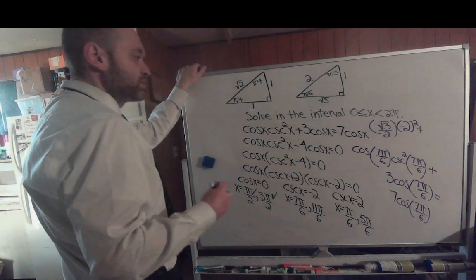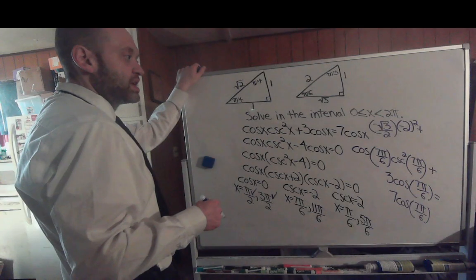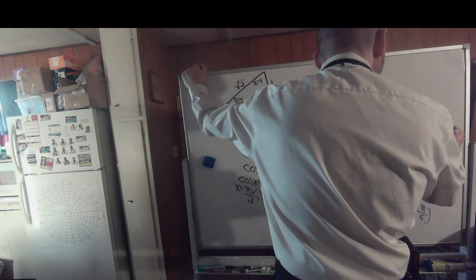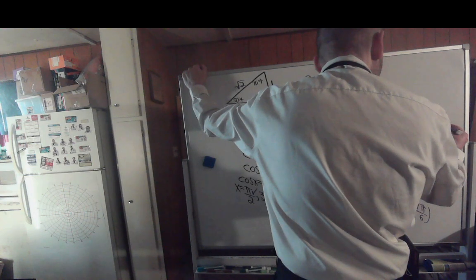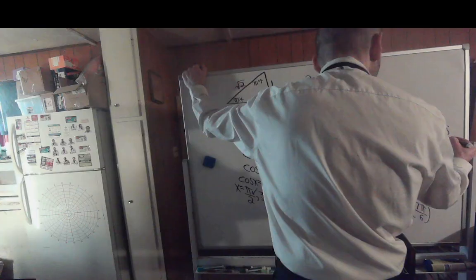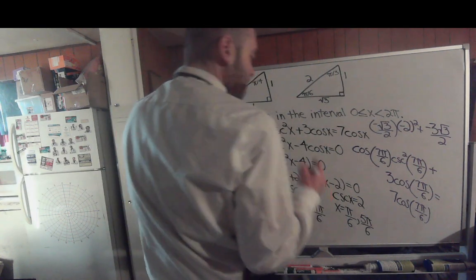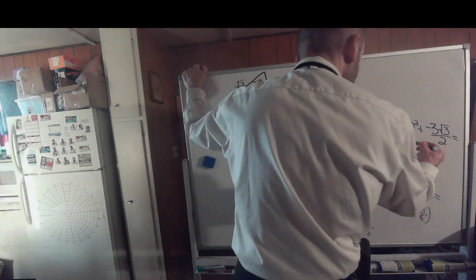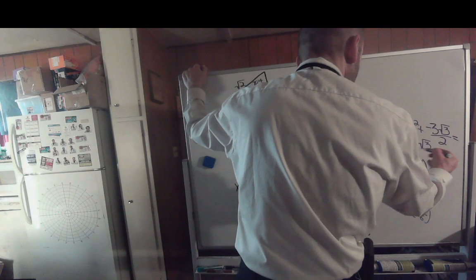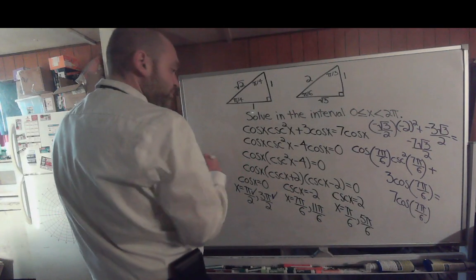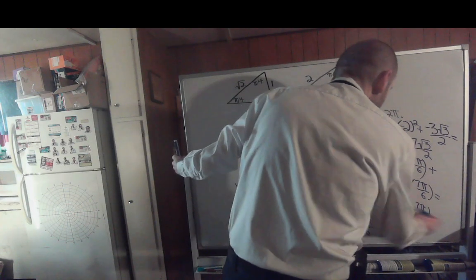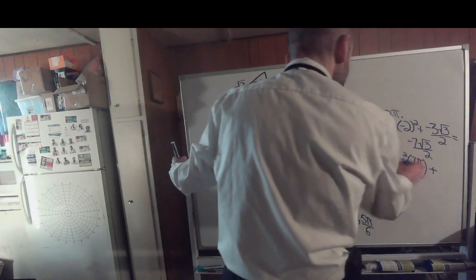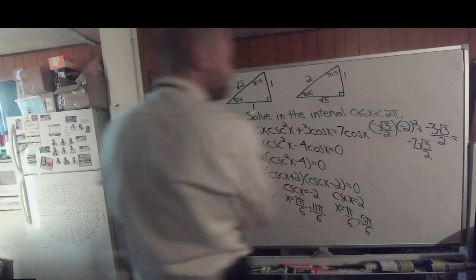plus, all right, so the cosine of 7 pi over 6 was negative of the square root of 3 over 2. So this would end up giving you negative 3 times the square root of 3 over 2 for the cosine, which would equal then, of course, negative 7 times the square root of 3 over 2. Let's see if the left side equals the right.